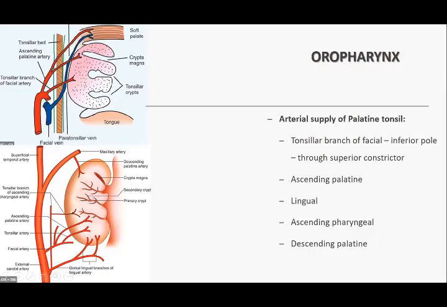You also have the descending palatine. The lingual branches have also come. So you have all the branches that supply the palatine tonsil in two drawings. So you can see how rich the blood supply of the palatine tonsil is, and you have to tie all these blood vessels individually in order to remove this tonsil.